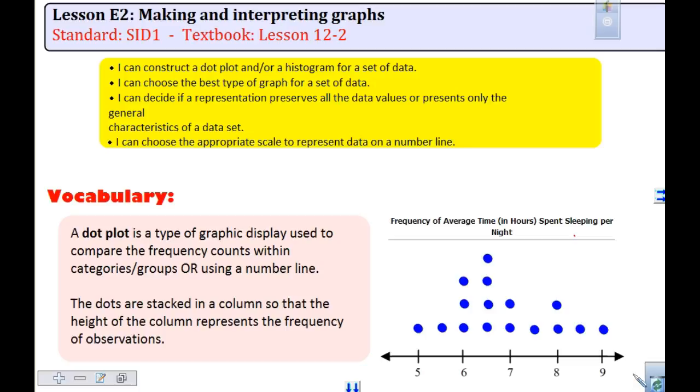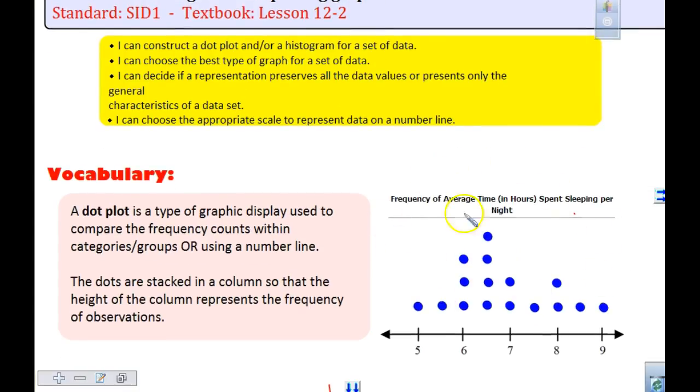So when we do our histograms, histograms only present general characteristics. They do not give us exact data values, whereas stem and leaf and the dot plots give us very specific information, and then choosing the appropriate one to represent our number line. So this is for the hours spent sleeping per night. They surveyed some people. How many people did they survey? Can you tell?